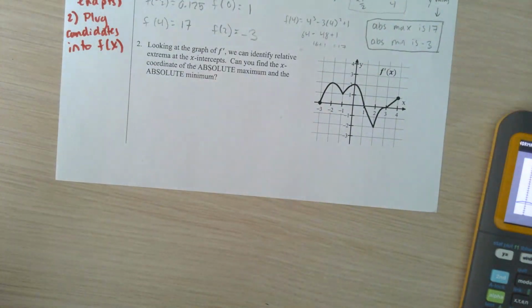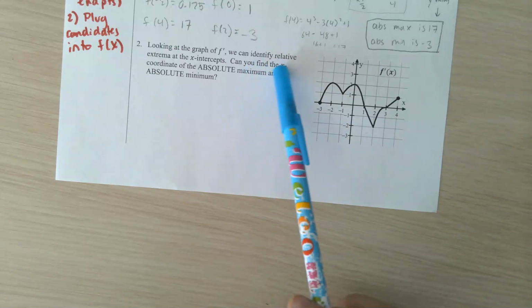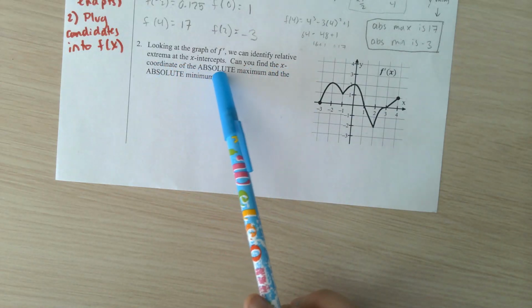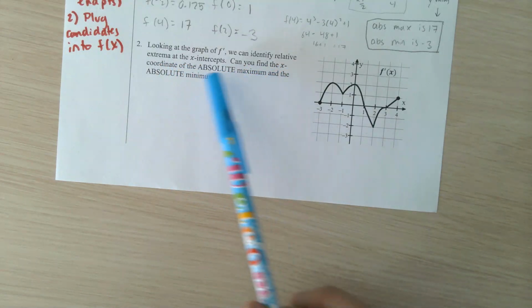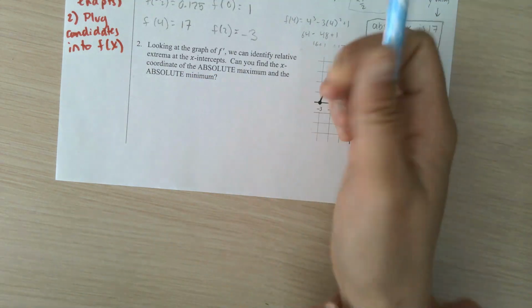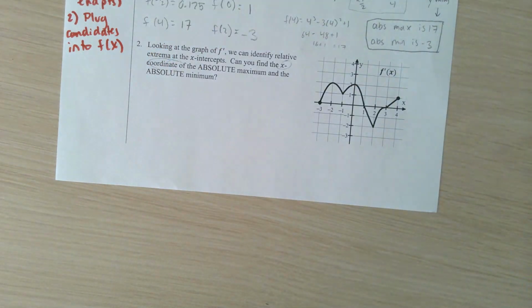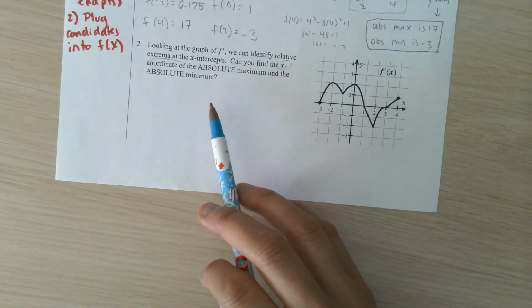Okay, last problem. This one's a bit more conceptual. It's a little tricky, so just bear with me. Okay, looking at the graph f of prime, we can identify relative extrema at the x-intercepts. Can you find the x-coordinate of the absolute maximum and the absolute minimum? So we already know right now that we're looking for the x-coordinate, right? We don't want the y. We're trying to figure out the absolute max and the absolute min.